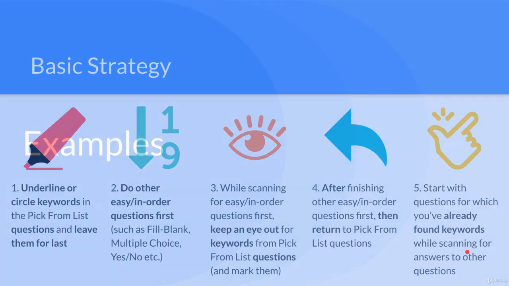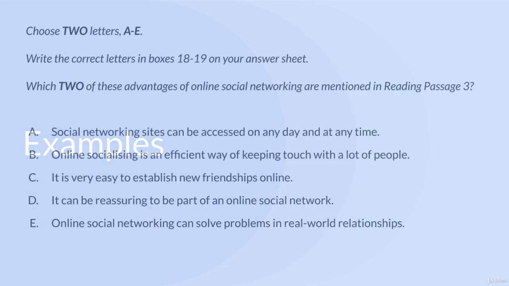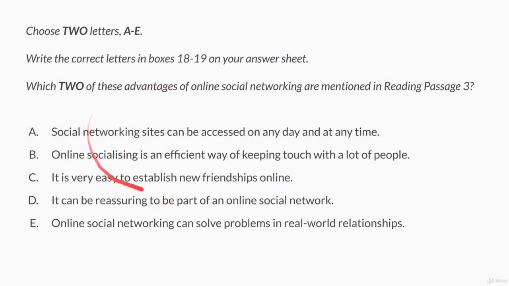Okay, now let me take you through some examples of how exactly to answer these questions. Here we go. We're going to be looking at this question for our example. So this is actually just one question, but we have two different answer choices for this question. In this case, the question says, which two of these advantages of online social networking are mentioned in reading passage number 3.